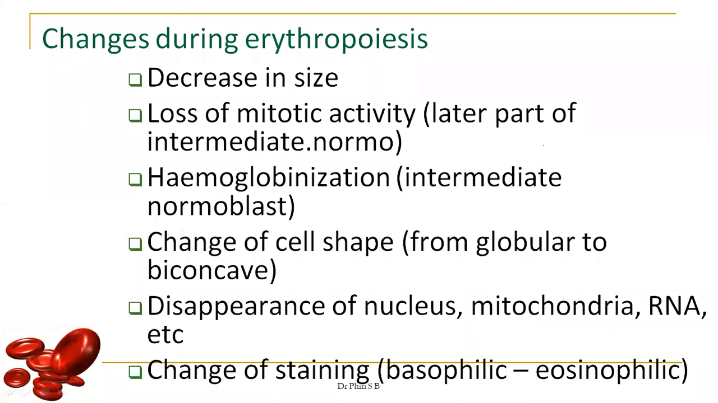Then there's also change in staining. So the staining changes from basophilic to eosinophilic, from blue cytoplasm to a cytoplasm that looks reddish. So from blue to red. So there is that transformation in terms of change in staining. So these are the major changes that take place during erythropoiesis.